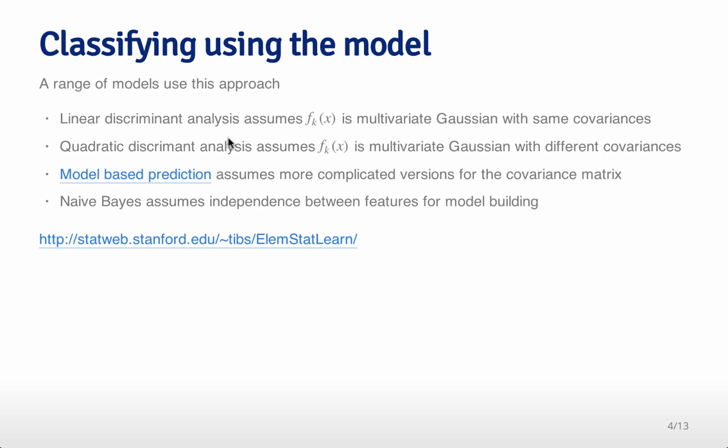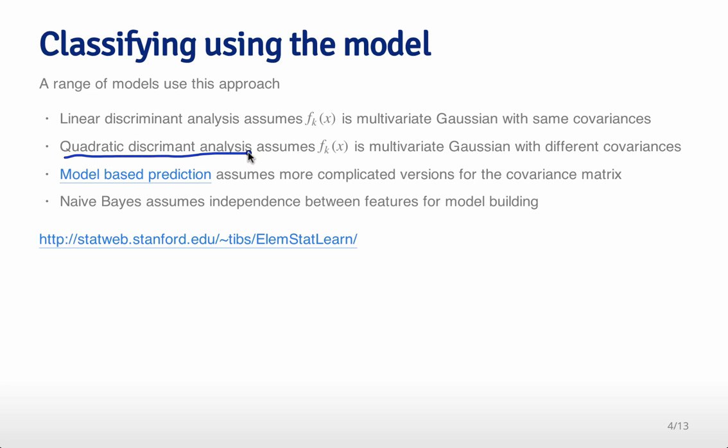So a range of models use this approach, the most popular of which is probably linear discriminant analysis, which assumes that f k of x is a multivariate Gaussian distribution. So the features have a multivariate Gaussian distribution within each class, and there's the same covariance matrix for every class. This ends up drawing basically lines through the data, the covariate space, and so that's why it's called linear discriminant analysis. We'll see that in a minute.